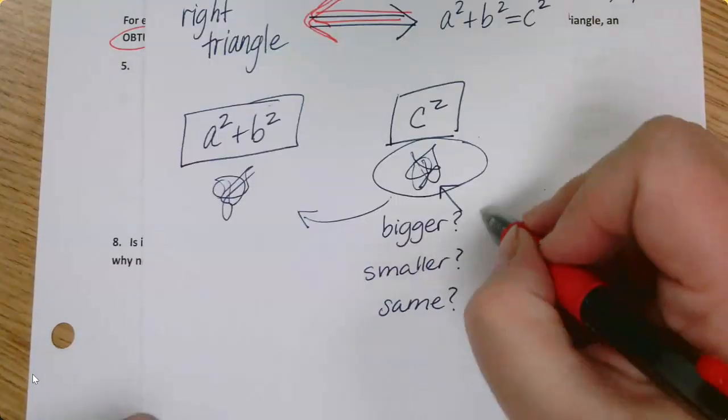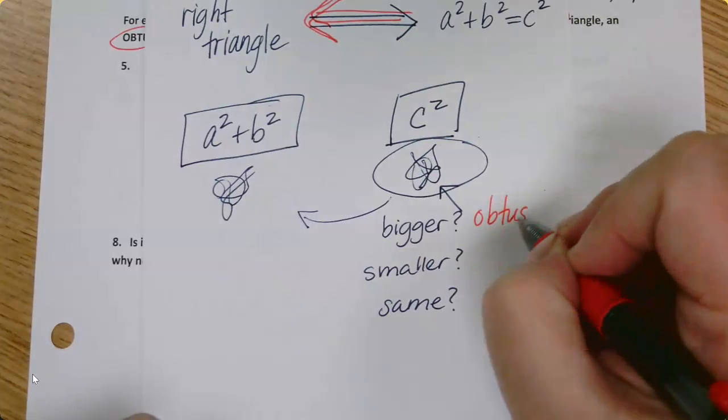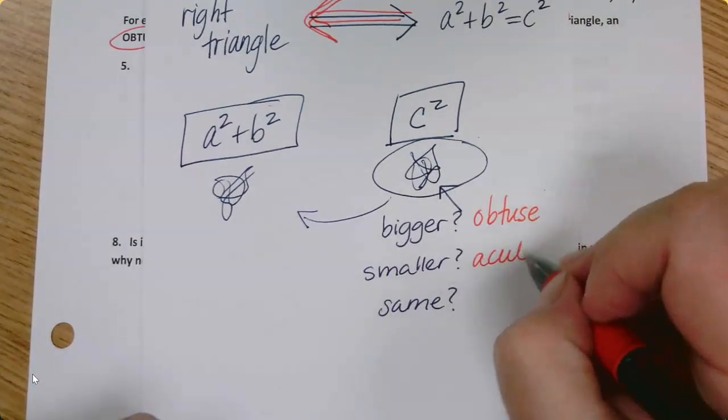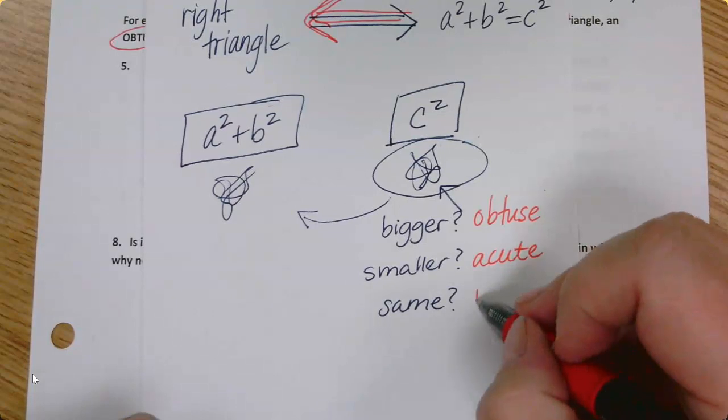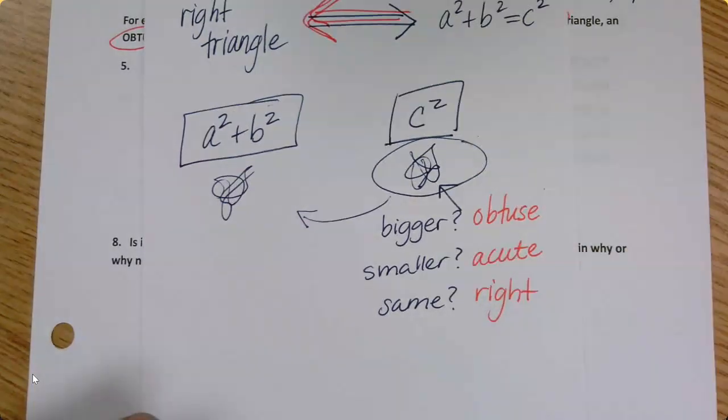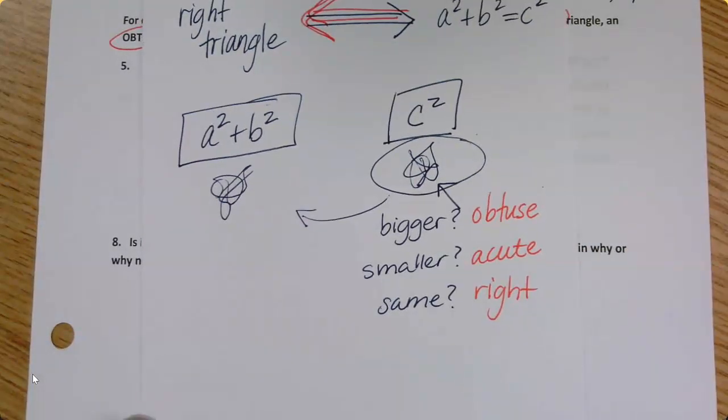If c squared is bigger, it's obtuse. If c squared is smaller, that's acute. If c squared is the same, that's when you have a right triangle. That's the Pythagorean converse right there. You'll see a little bit more of what I mean as we do a few examples.